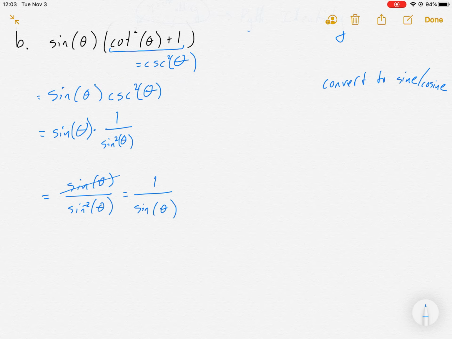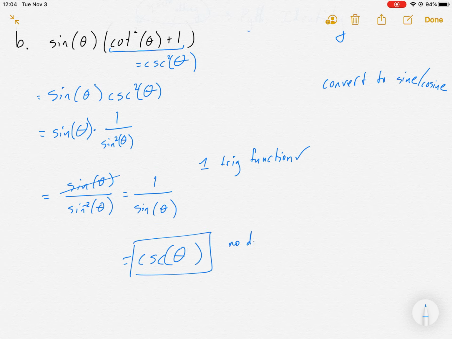Now I do still have a denominator. I'm down to one trig function, so that's good. But I still have something in the denominator. So I'm just going to use the reciprocal identity again to go back the other way and say this is just cosecant. And so now there's no denominator.